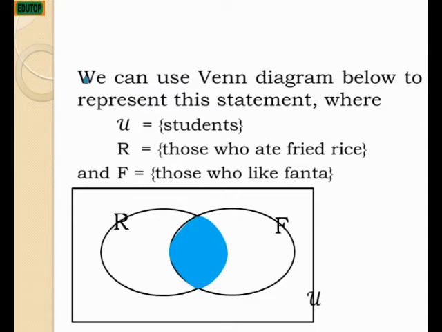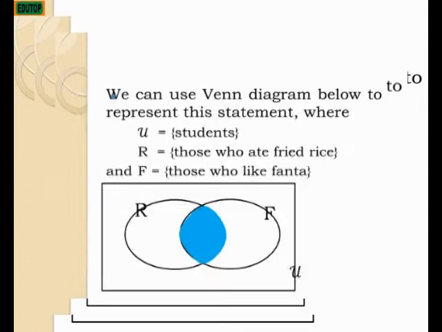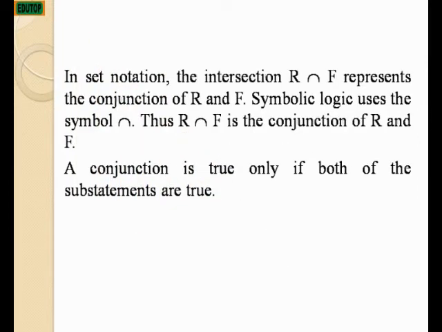We have the set of people that ate rice, and then the set of people that drank Fanta. In between them, where the two circles overlap, is the set of those that drank Fanta and at the same time ate fried rice. In set notation, the intersection of R and F, that is those that ate fried rice and drank Fanta, represents the conjunction of R and F. Symbolic logic uses the intersection symbol. Thus, R intersection F is a conjunction of R and F.